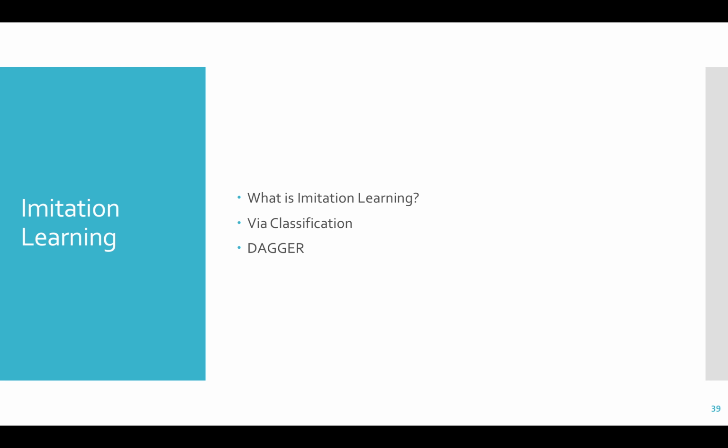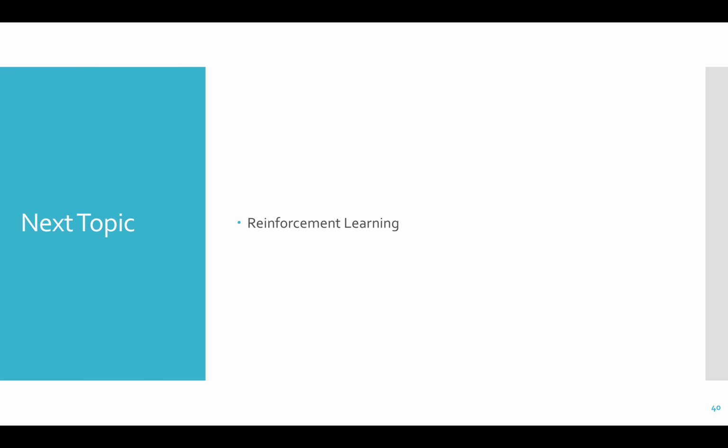This video covers what imitation learning is, how to do it via classification, and a better algorithm called DAgger. The next topic is reinforcement learning, which builds on imitation learning and is more general purpose.